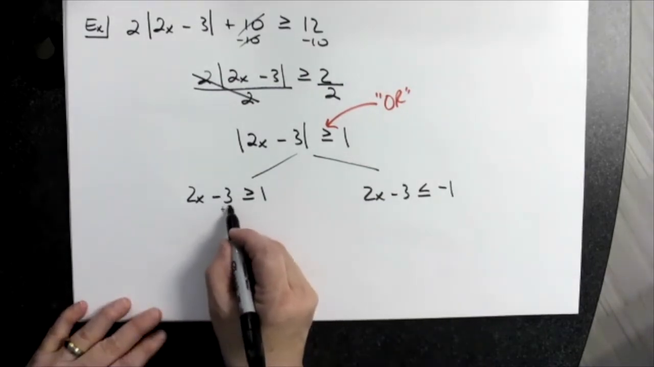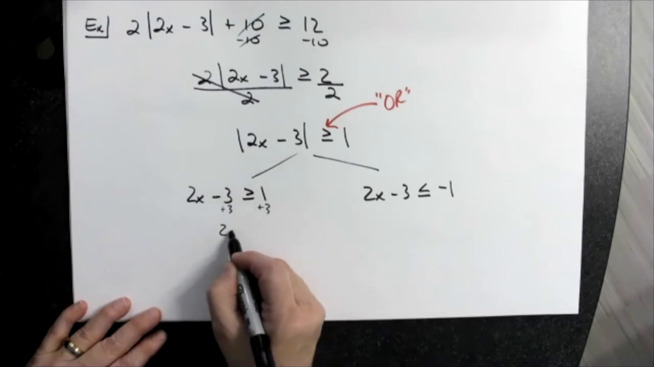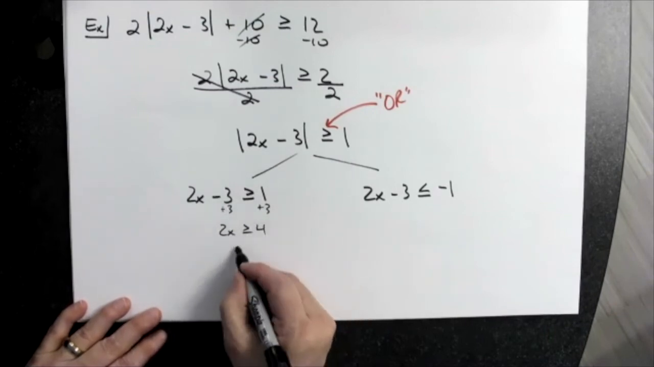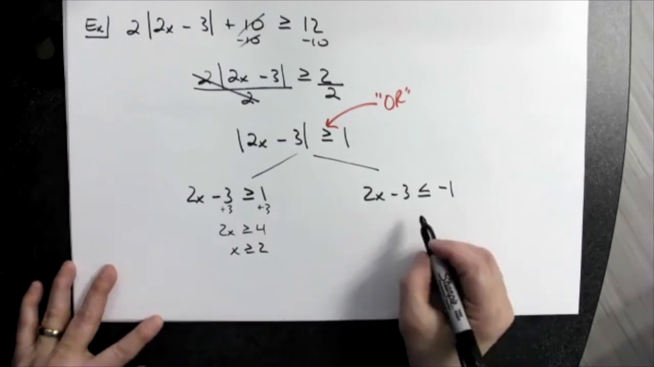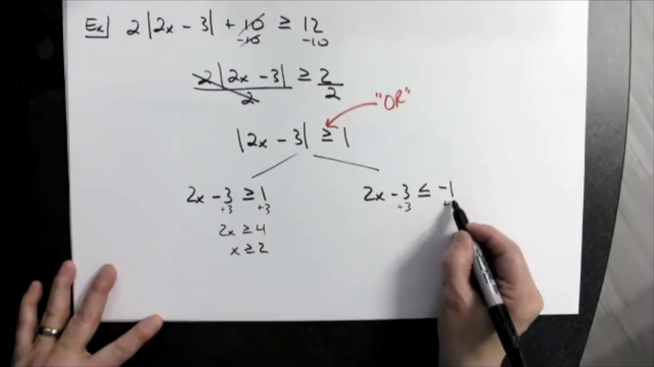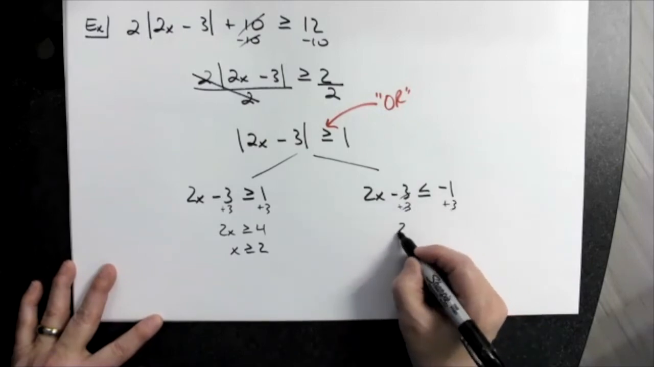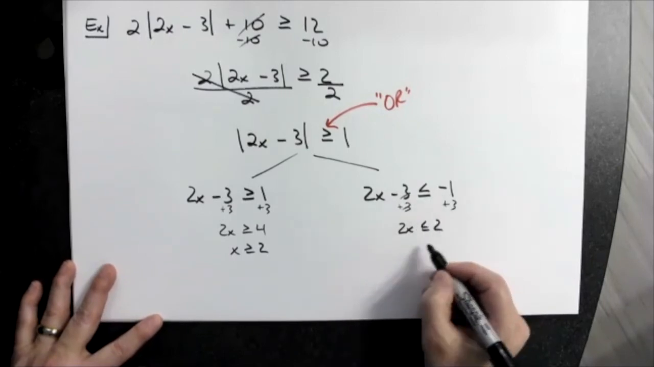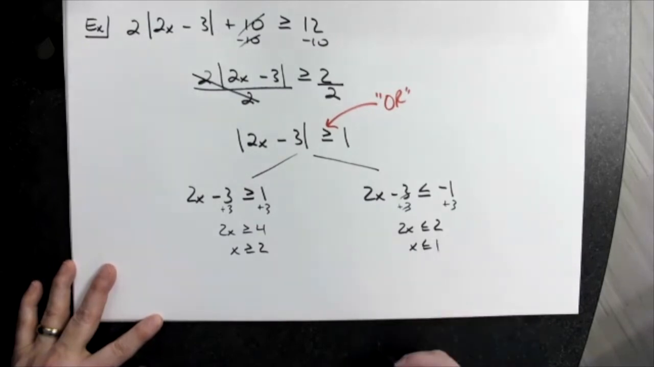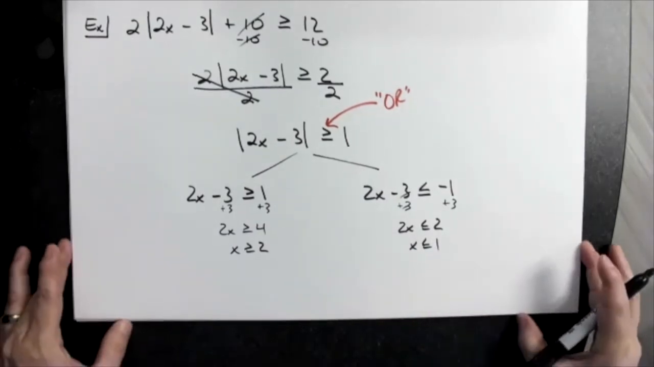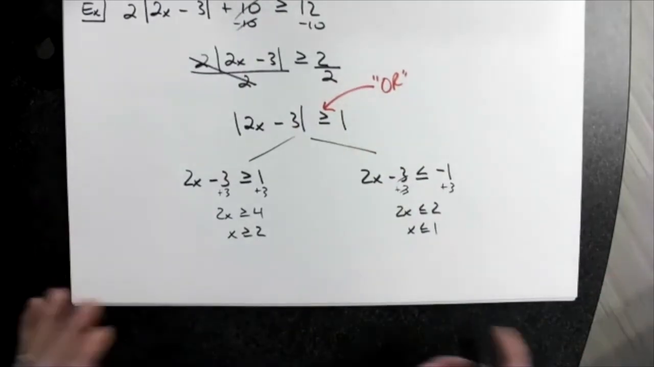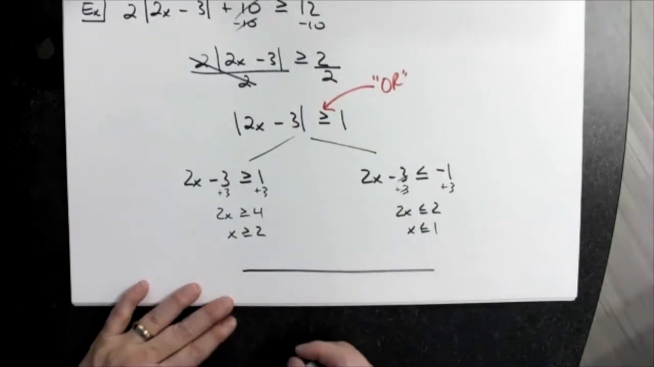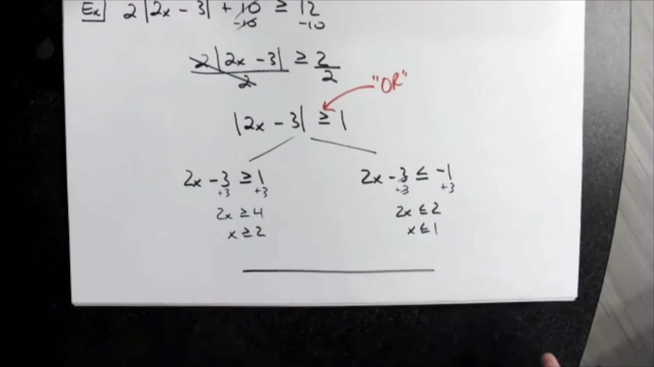All right, so I'm going to add 3 to both sides. So 2x greater than or equal to 4, x greater than or equal to 2. All right, over here, add 3 to both sides. So 2x less than or equal to 2, x is less than or equal to 1. All right, now let's suppose that I didn't know from the beginning it was going to be an or. That's okay. When I look at my number line, I have to put the numbers on in order from least to greatest.